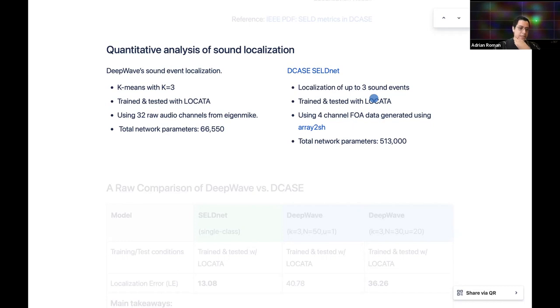The LOCATA dataset is a speech dataset where people speak harvard sentences. And for DeepWave, we use 32 raw audio channels from an Eigenmike. And for the SELDnet model, we use the first order ambisonic format of the Eigenmike. Now, something to keep in mind about these models is that, of course, the SELDnet is a very big model compared to DeepWave. We have 500,000 plus parameters in SELDnet compared to 60,000 in DeepWave.